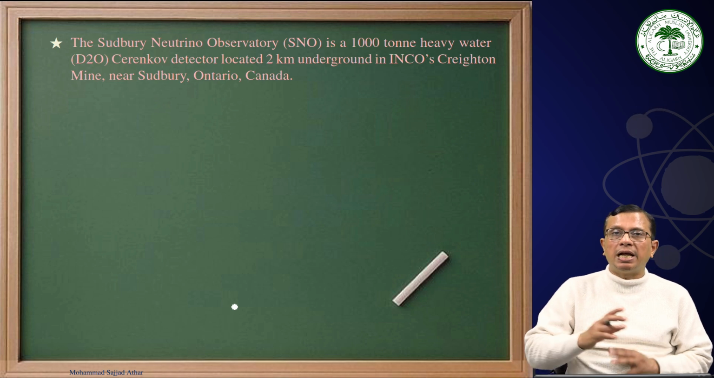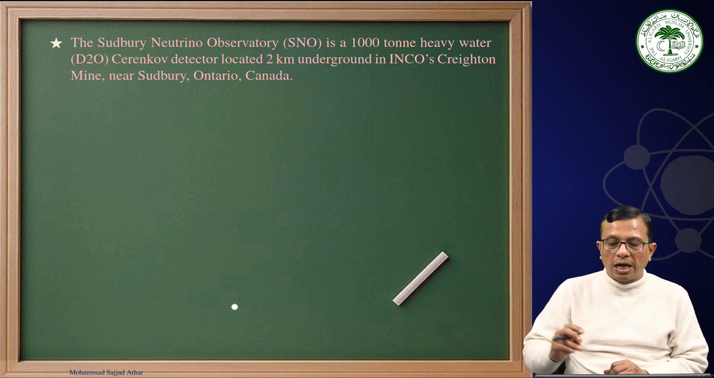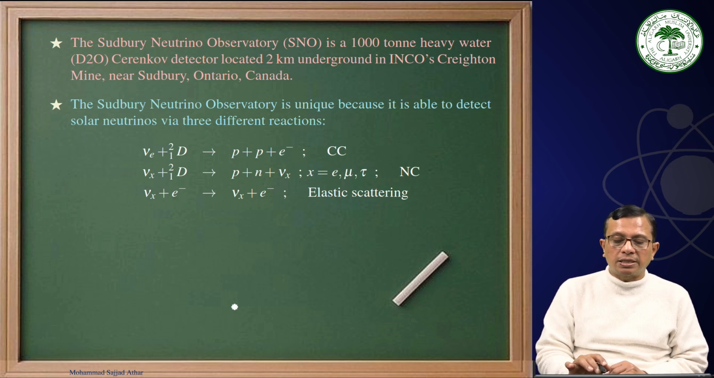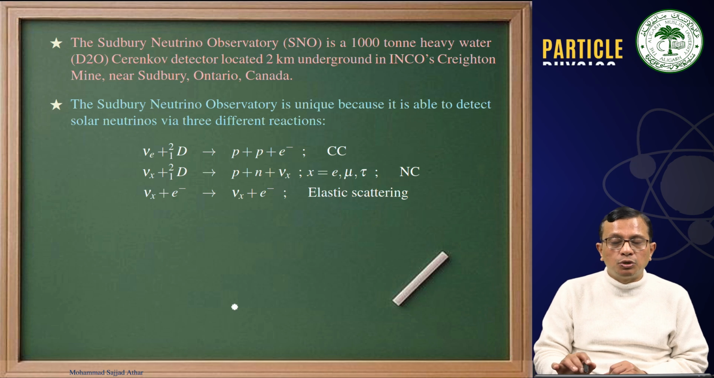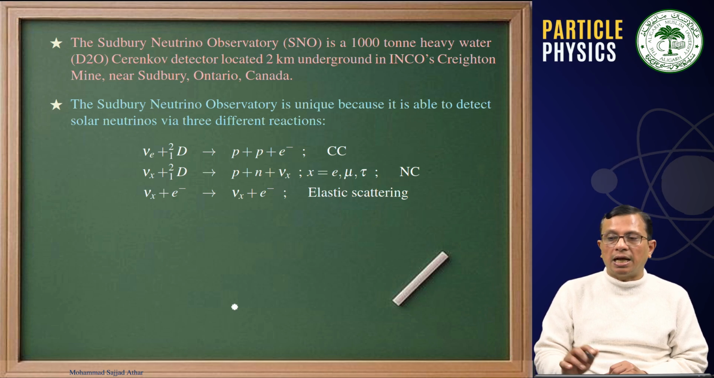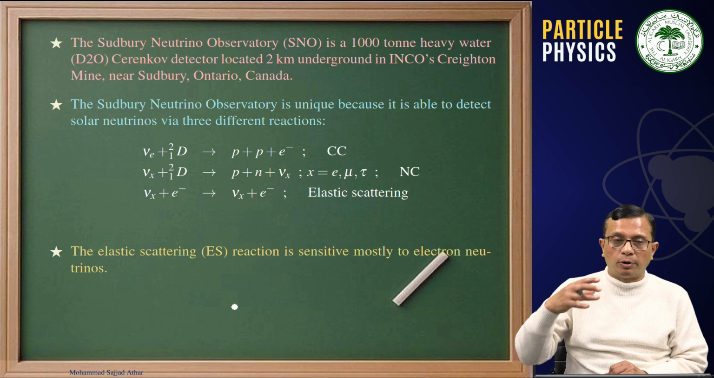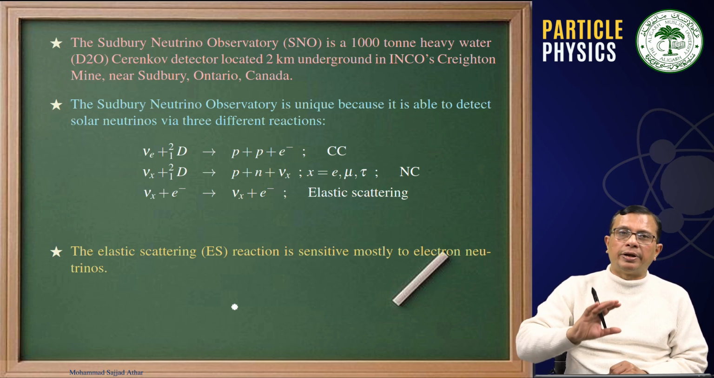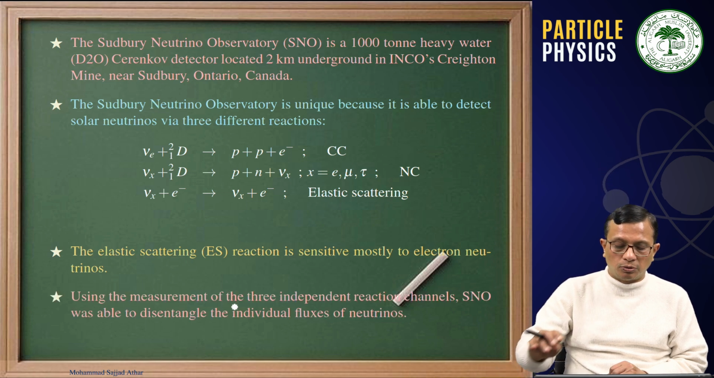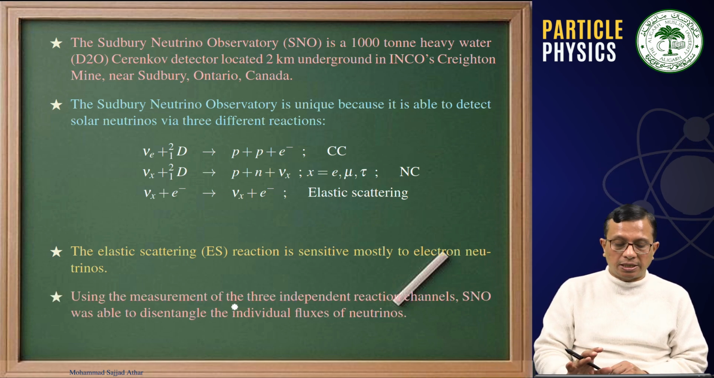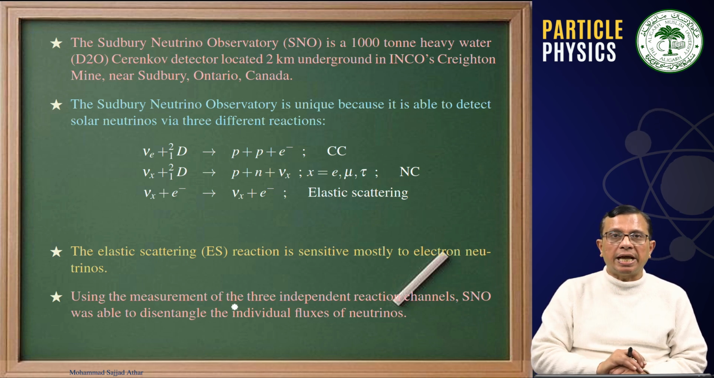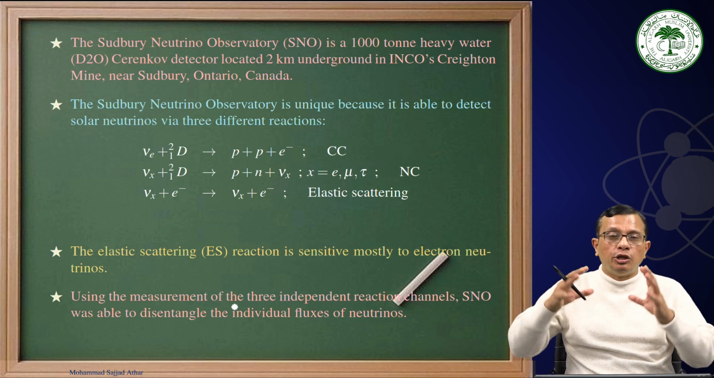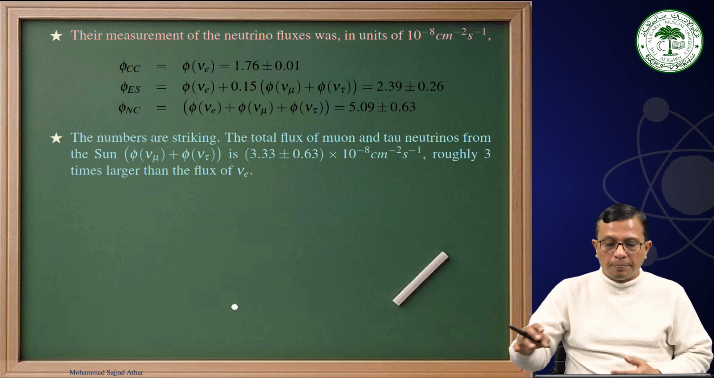Now, what they did, they had 1000 tons of heavy water, and through Cherenkov detection, they tried to observe the charged current neutrino interaction, the neutral current neutrino interaction, and the elastic neutrino electron scattering, about which I talked about. And this elastic scattering is sensitive to the electron neutrinos. Using the measurement of 3 independent reaction channels, SNO was able to disentangle the individual fluxes of neutrinos. How many nu E? How many nu mu and nu tau together? That was the beauty of this experiment.